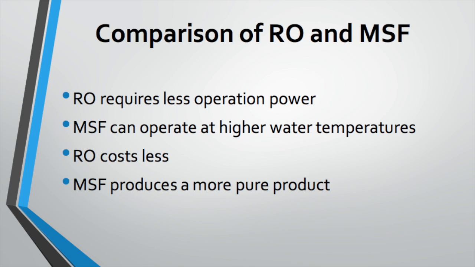Finally, what the fresh water needed is going to be used for can be the deciding factor in which plant is needed to be used. Seeing MSF can produce a more pure product that contains less parts per million of total dissolved solids in the fresh water that is produced compared to a reverse osmosis plant.